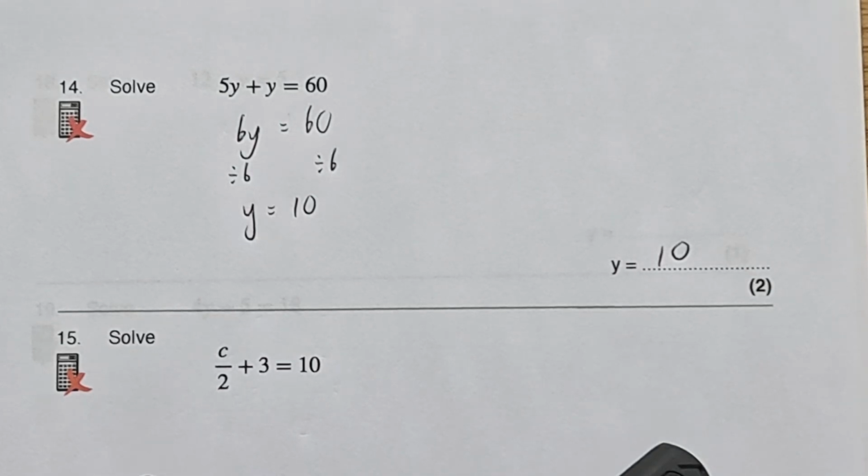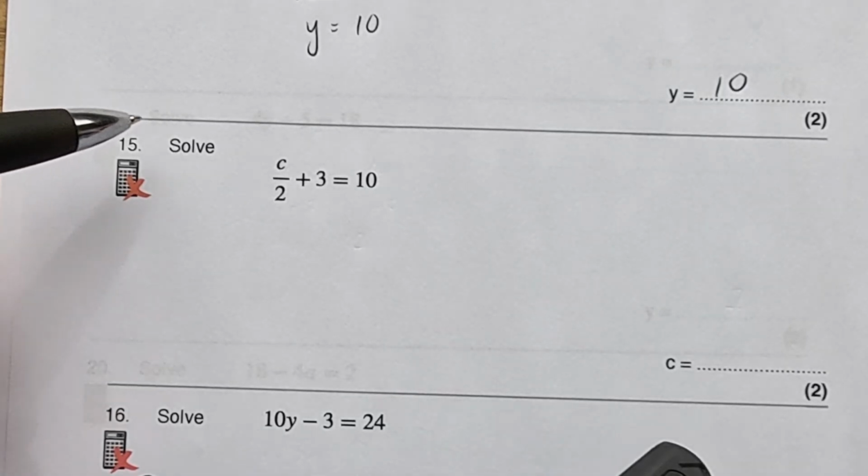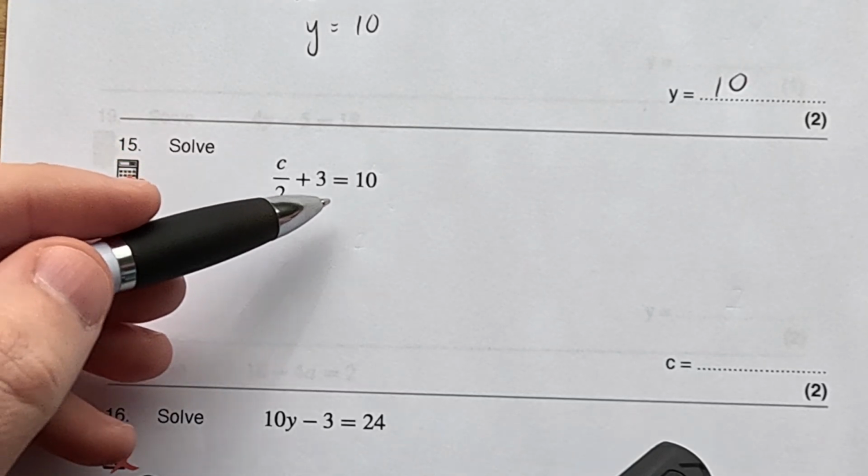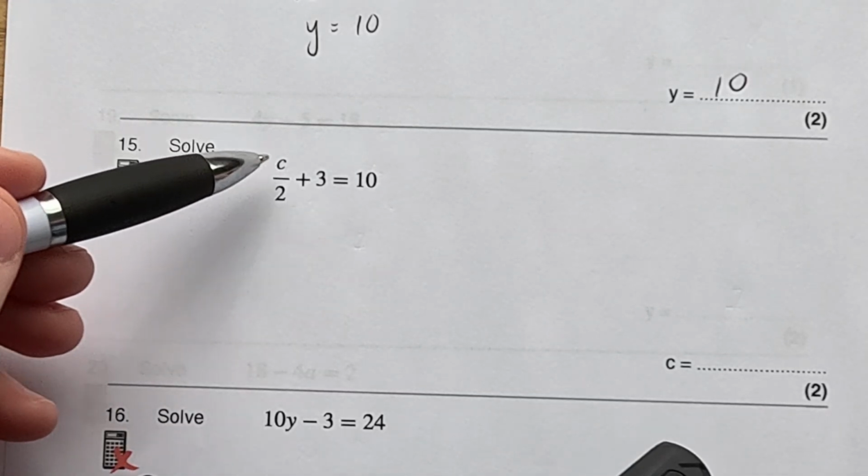Okay, let's look at our next question, question number 15. We've been asked to solve c over 2, or c divided by 2, plus 3 equals 10. So we want to get the c on its own.